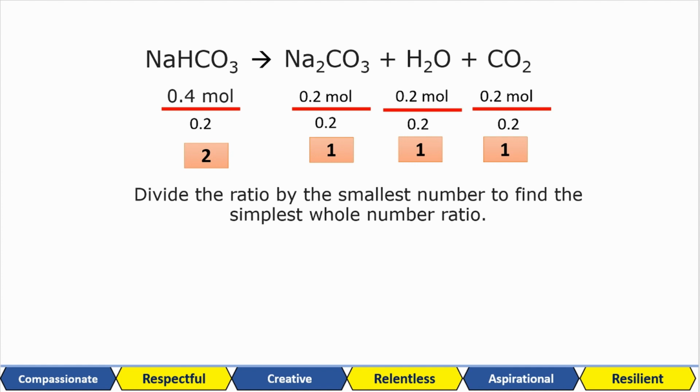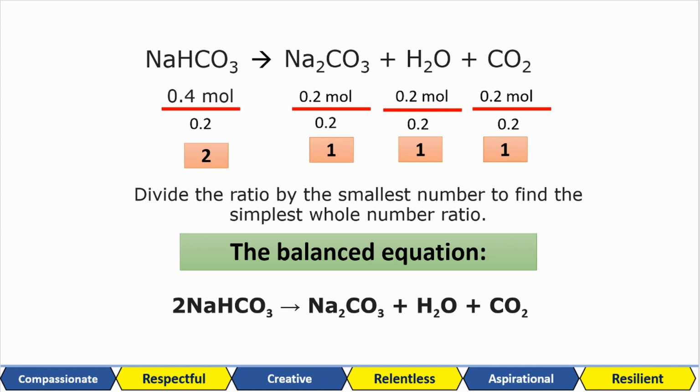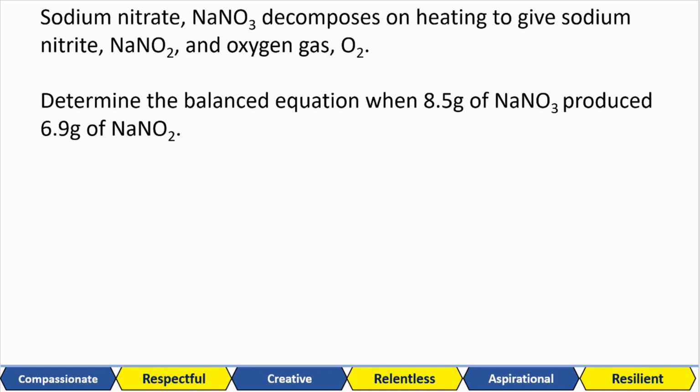Therefore, this is our balanced equation. 2 lots of our sodium hydrogen carbonate decomposes to form 1 mole of sodium carbonate, 1 mole of water, and 1 mole of carbon dioxide. Now have a go at this question.